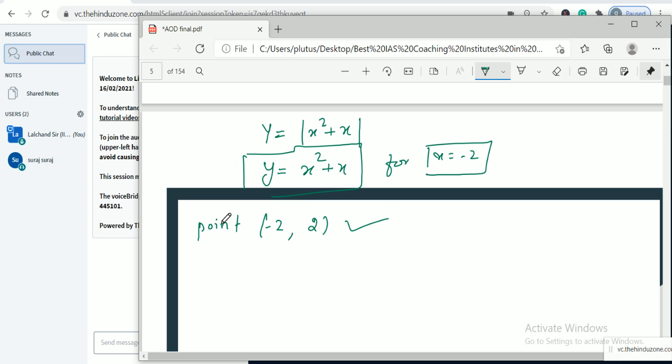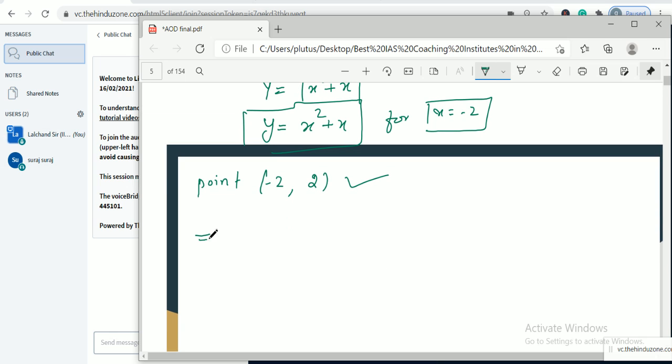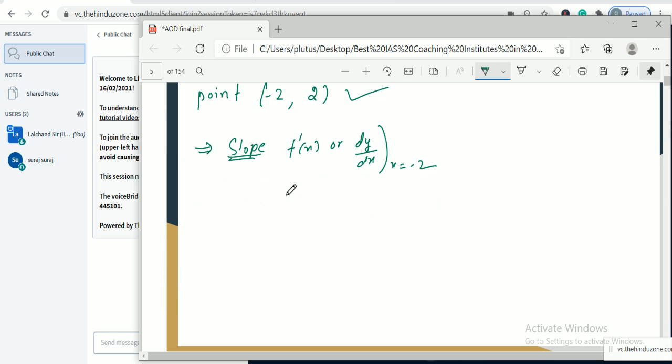Now we need to differentiate this equation and find out the slope. To find out slope, we need to differentiate. Slope basically means f dash x or dy by dx at x equal to minus 2. So we need to differentiate y equal to x square plus x. If we differentiate this, then we have dy by dx equal to twice of x plus 1, isn't it?